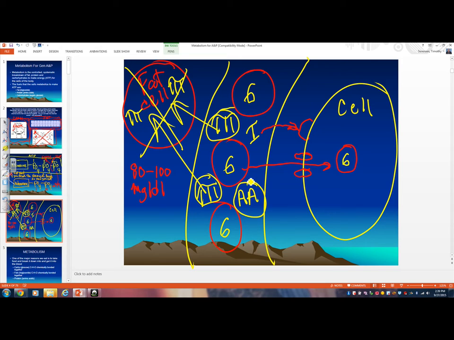Another function of insulin is to allow amino acids into the cell. And since you already have glucose being used, you will use those amino acids to make protein. So any hormone, like insulin, that builds protein is anabolic.